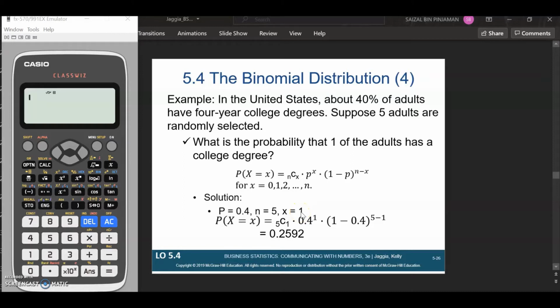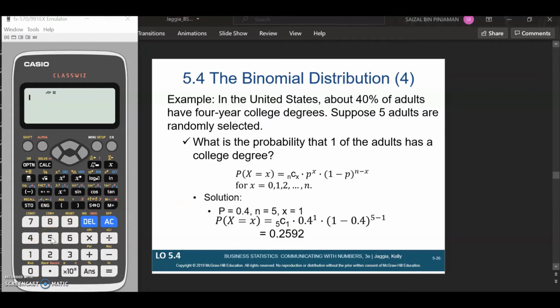In order to estimate the probability for this question using scientific calculator, here on the screen we have this scientific calculator emulator for Casio. So we simply refer to the formula in order to get the answer. So 5CX, 0.4 superscript 1 times (1 minus 0.4) superscript 5 minus 1. So this 1 minus P is also equal to Q, the probability of failure.